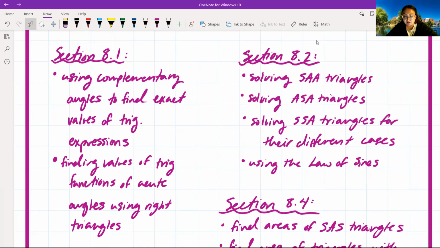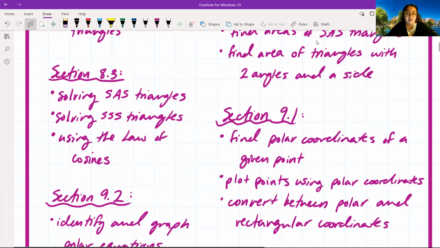Then for section 8.2, we have solving SAA triangles, solving ASA triangles, and then solving SSA triangles for their different cases. So remember, there were 4 different cases in that section there for the side angle triangles. So really knowing them for all of the different cases that they have. And then also using the law of sines. That's where we introduced our law of sines, which then led us to the law of cosines.